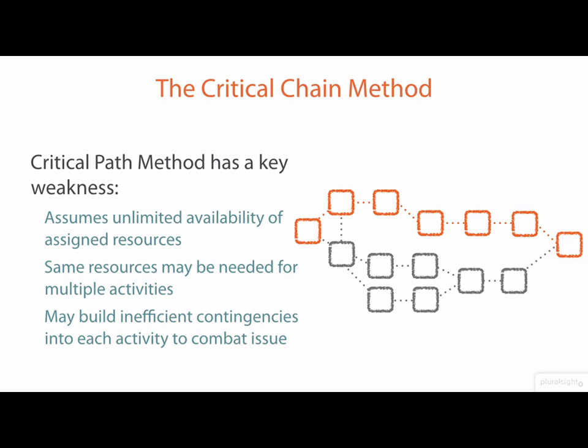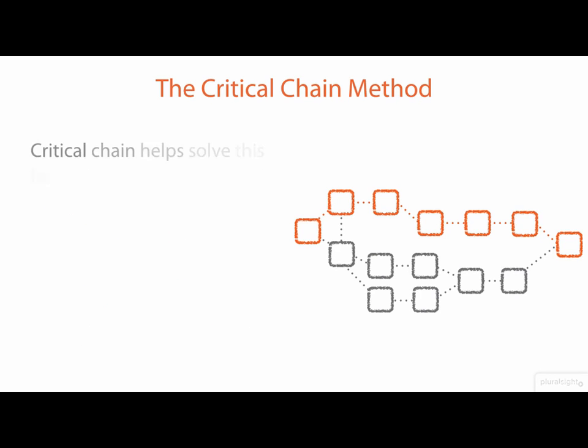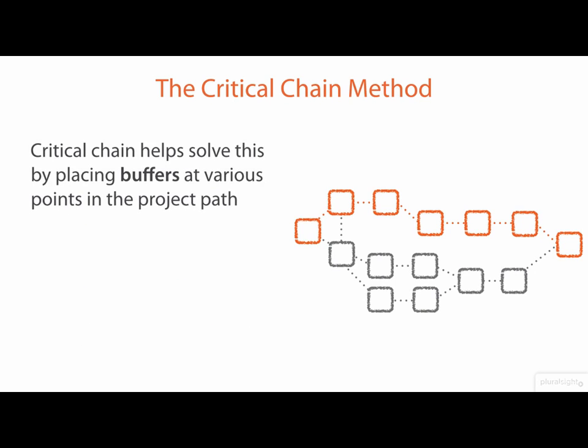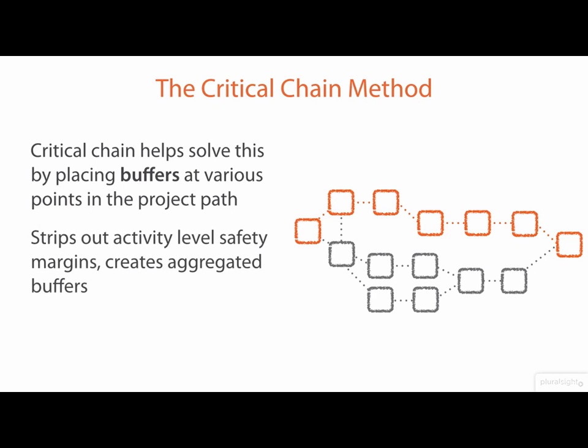The critical chain goes about dealing with these sorts of issues in a different way. Rather than using contingencies at an activity level, the critical chain helps solve this problem by placing buffers at various points in the project path. This strips out those activity-level safety margins and creates some aggregated safety margins instead, which is much more efficient and allows for additional flexibility in the way that we manage our projects.